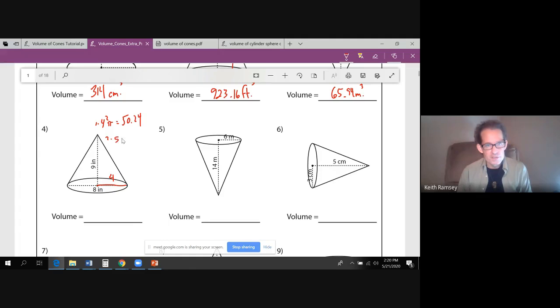Step 2 is the base times the height. The height is 9. And that's going to equal 452.16. Okay, and then step 3 is to divide that, 452.16 divided by 3. And that's going to equal a volume of 150.72 cubic inches. Okay, take a minute, try number 5 and 6 on your own. If you have any questions, let me know.